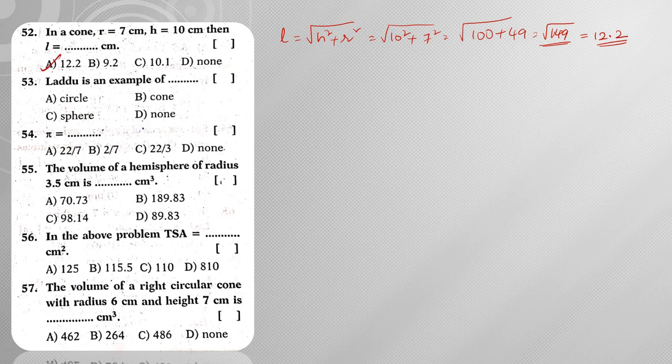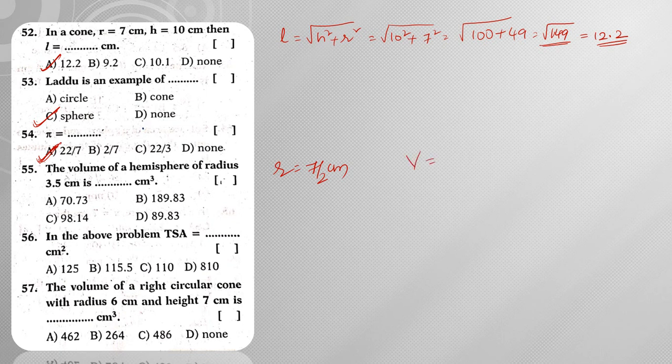Next, Laddu is an example of a sphere. Pi is approximately equal to 22 by 7, so while solving the problem we are going to consider pi is equal to 22 by 7. Next, volume of sphere of radius 3.5 centimeters. So here radius is 3.5 centimeters, so we can write it as 7 by 2 centimeters. And after that, we can simplify.